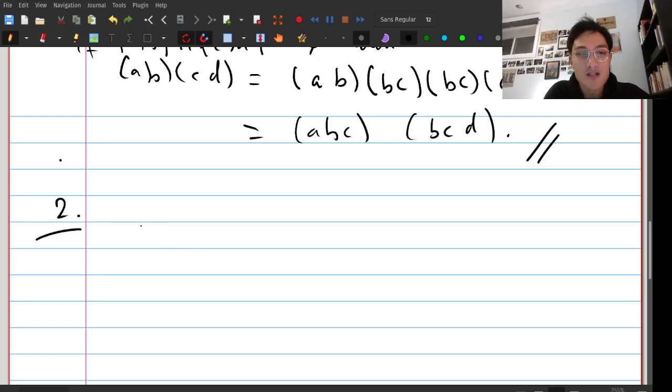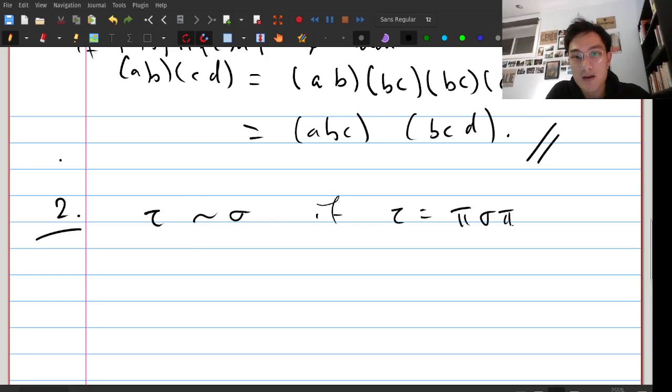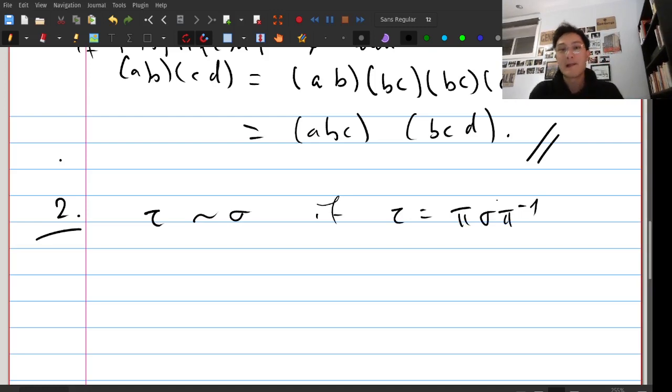Okay, so a conjugacy class is a set of elements, all of which are conjugate. Remember that tau is conjugate to sigma if tau equals pi sigma pi inverse for some other permutation. Now a normal subgroup is closed under conjugation, which means that a normal subgroup is a union of conjugacy classes. A conjugacy class is an equivalence relation: if tau is conjugate to sigma, sigma is conjugate to tau, and all sorts of transitive things.